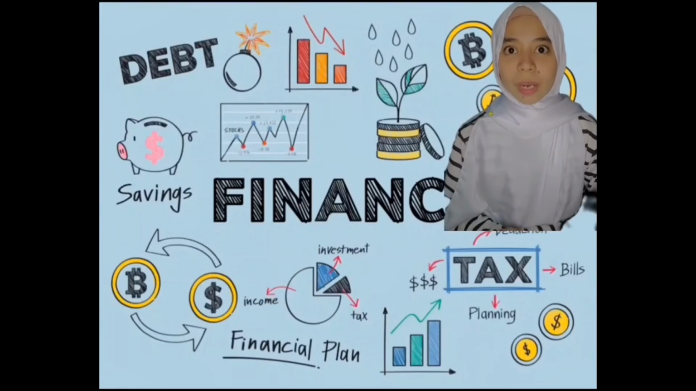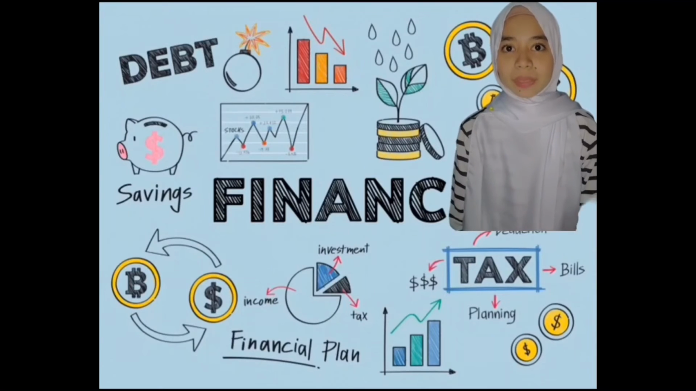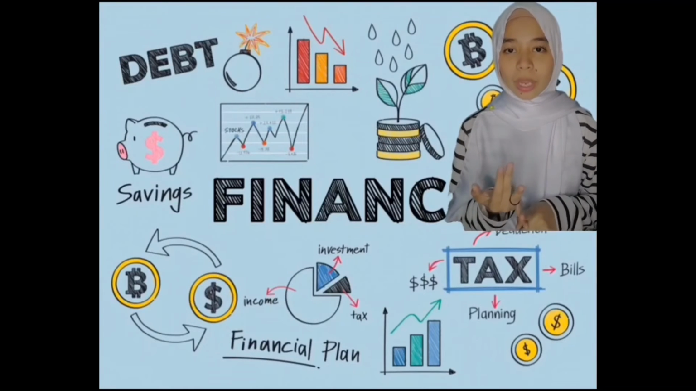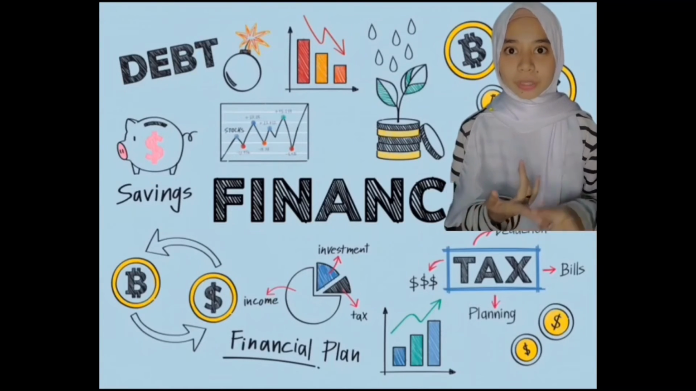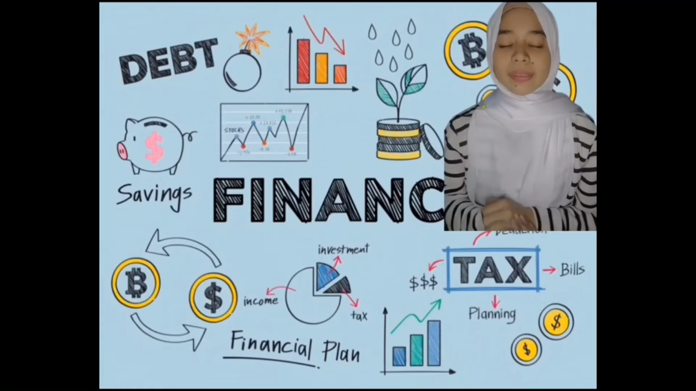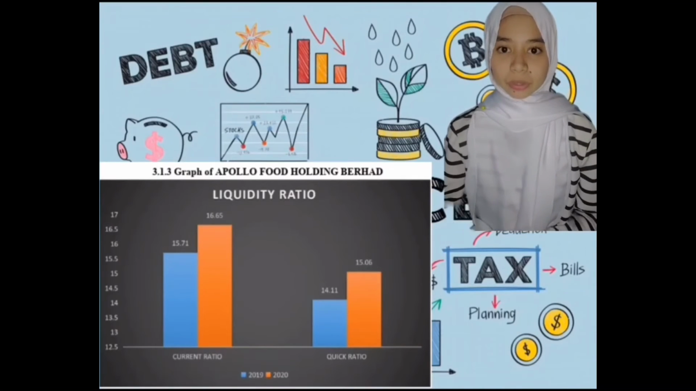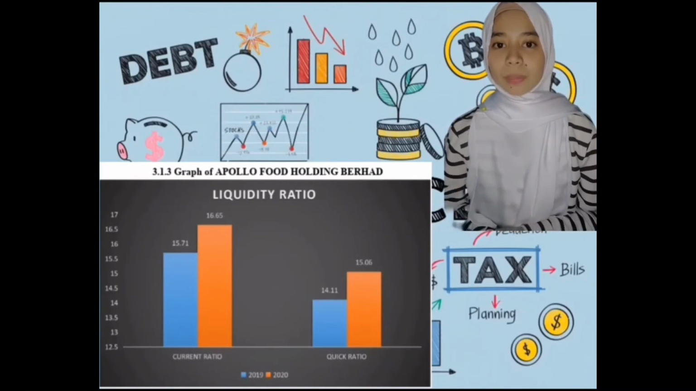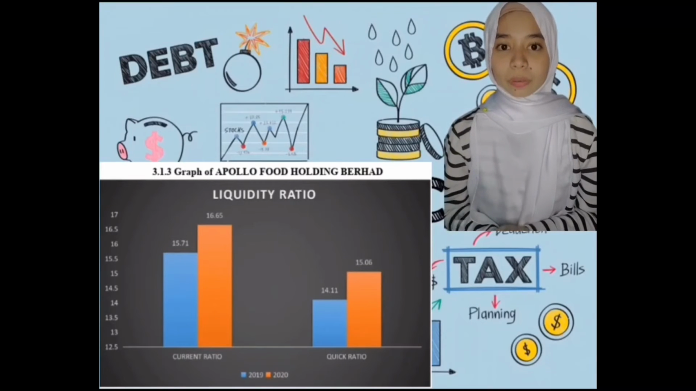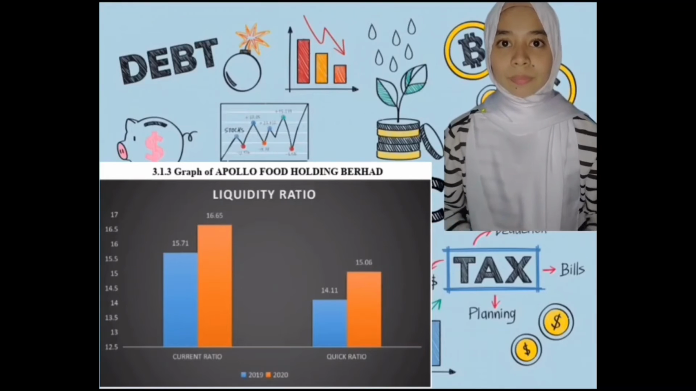Trend analysis of Apollo Food Holding Berhad can be seen with the liquidity ratio, activity ratio, leverage ratio, and profitability ratio. For example, the liquidity current ratio in 2019 was 15.71, increased to 16.65 in 2020.